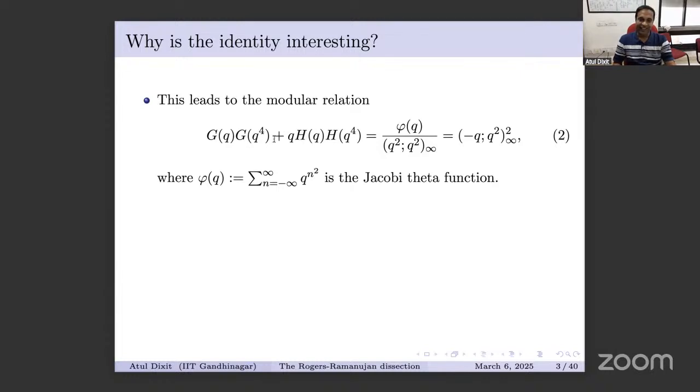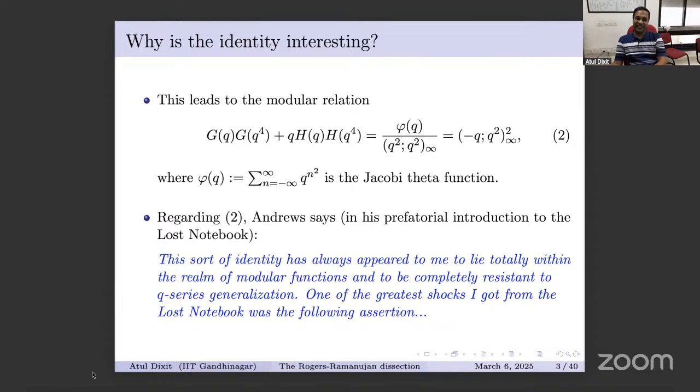Now, regarding this identity, Andrews has this to say. If you take the Narosa edition of Ramanujan's Lost Notebook, in the preface, he says this: this sort of identity has always appeared to me to lie totally within the realms of modular functions and to be completely resistant to q-series generalization. One of the greatest shocks I got from the Lost Notebook was the following assertion. What was that assertion? That this particular thing can be generalized with the parameters a and b.